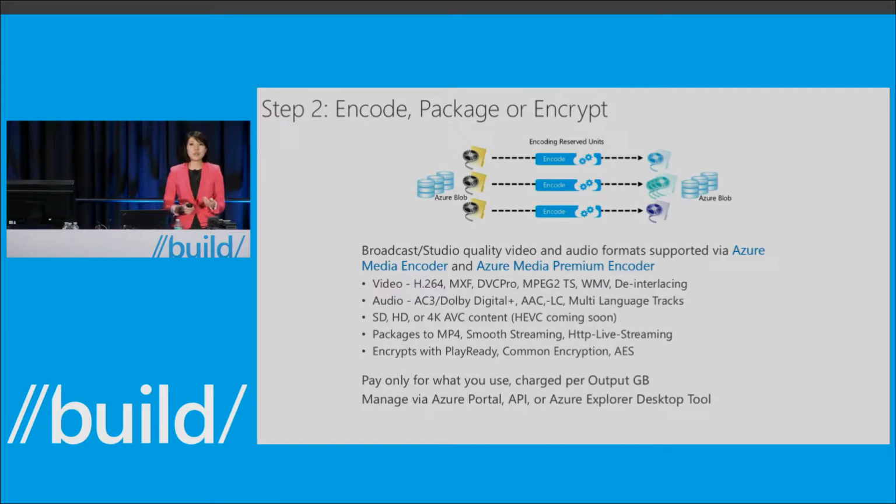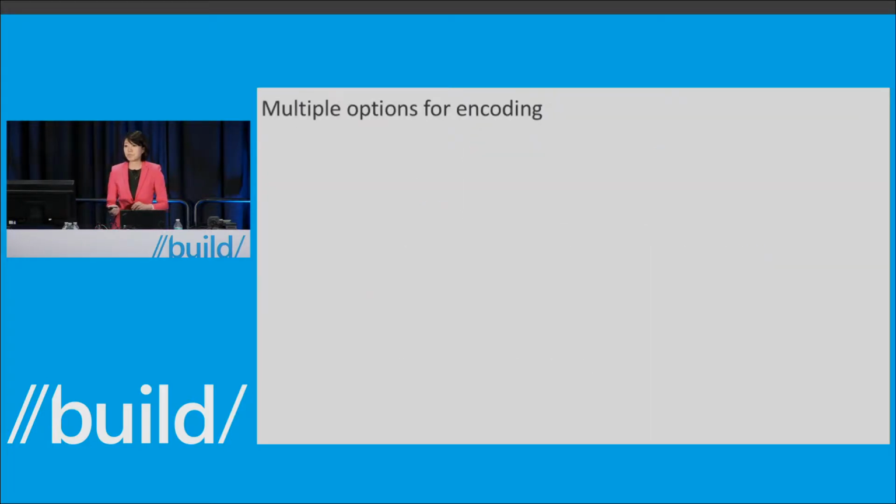So right now we have 2 encoders in the system. One is Azure Media Encoder, and the other one is Premium Encoder. The combination of these 2 can take broadcast or studio quality video formats. One of the highlights is we added support for MXF, DVC Pro, and also encoding into up to 4K. HEVC H.265 is something on the roadmap. You only pay for what you use, and we charge per output gigabyte of your video file. And you can easily manage through Azure Portal, API, or Explorer tool, which I will be demonstrating later.